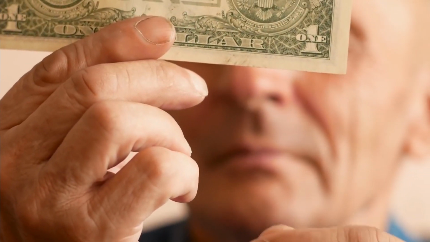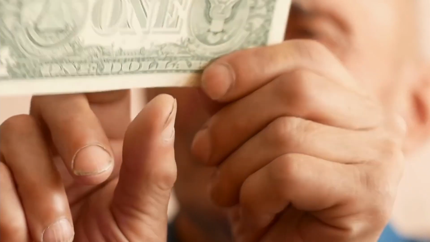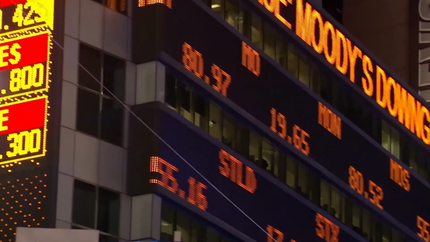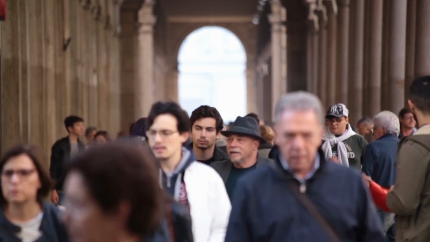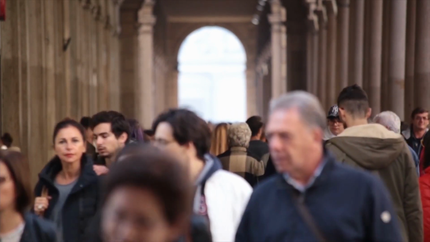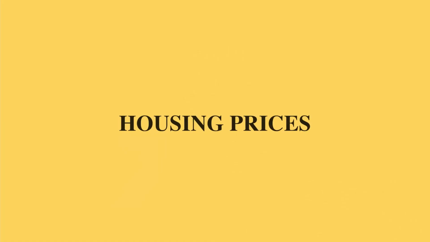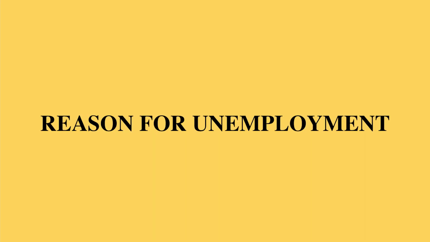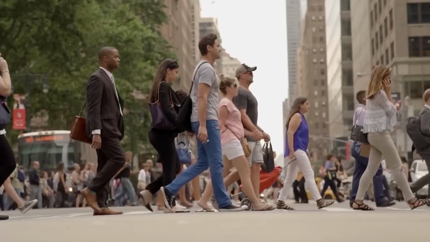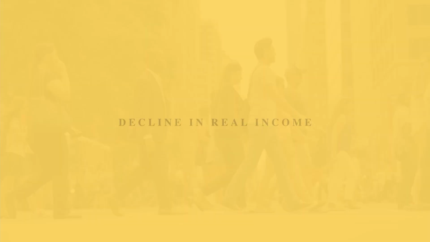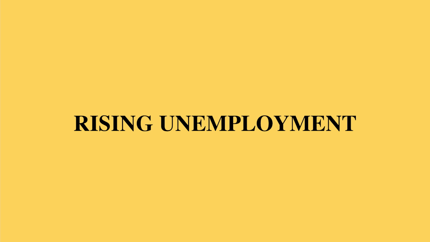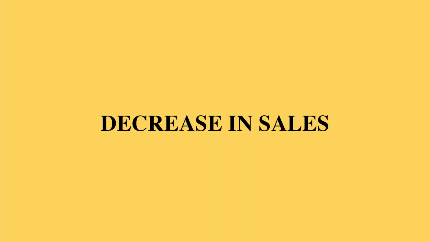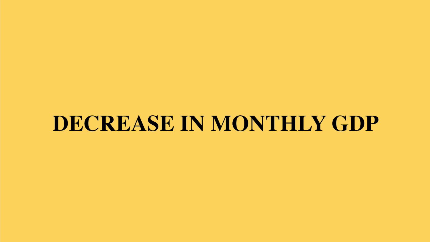Recessions and recoveries throughout the years seem more problematic to comprehend each time. This is because of the complex issues that must be resolved during them. The issue no longer lies with unemployment. One must keep in mind housing prices, taxes, demographic issues, inequality ratios, and the reason for unemployment. The 5 leading indicators of a recession are a decline in real income, rising unemployment, decrease in manufacturing output, decrease in sales, and a decrease in monthly GDP.